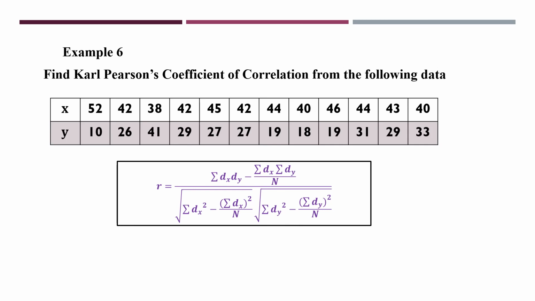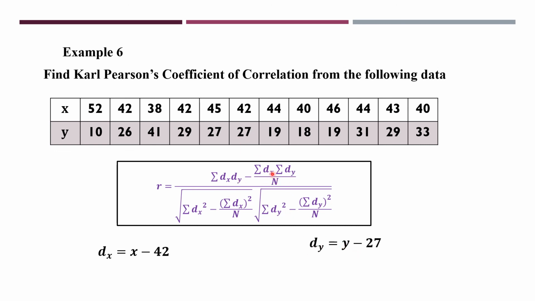One more we can do with the same method. We have to write dx and dy. Now how many entries are there? 1, 2, 3, 4, 5, 6, 7, 8, 9, 10, 11, 12. Again we have an even number of data. So the middle point will be either 42 or 44. I can take it as 42 in this case. You can take either 44 or 42. So dx is x minus 42 and correspondingly dy will be y minus 27.